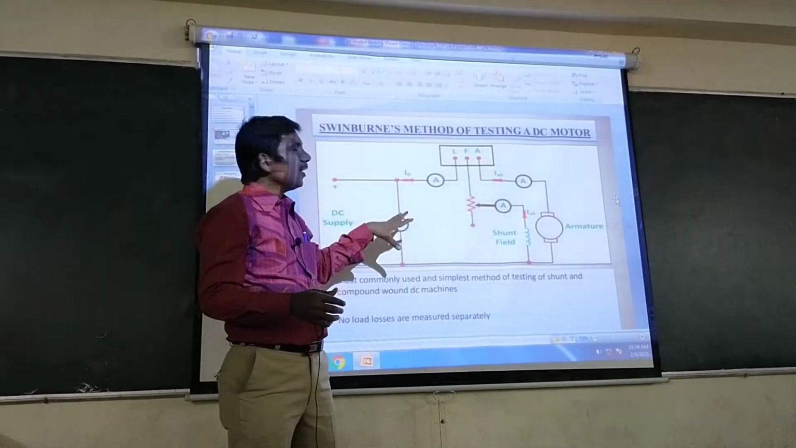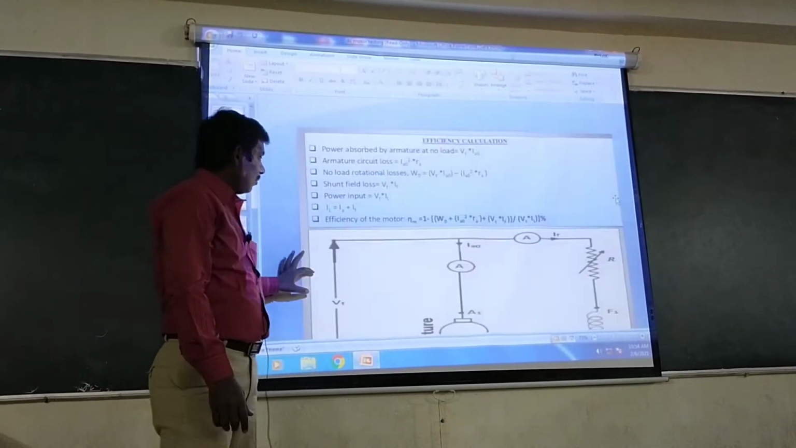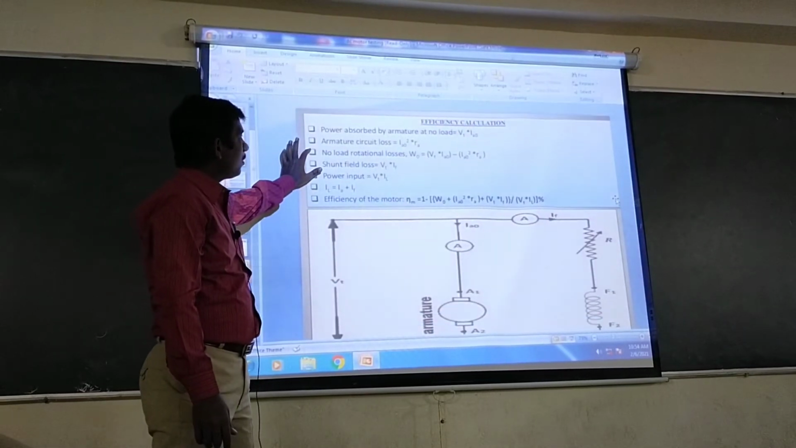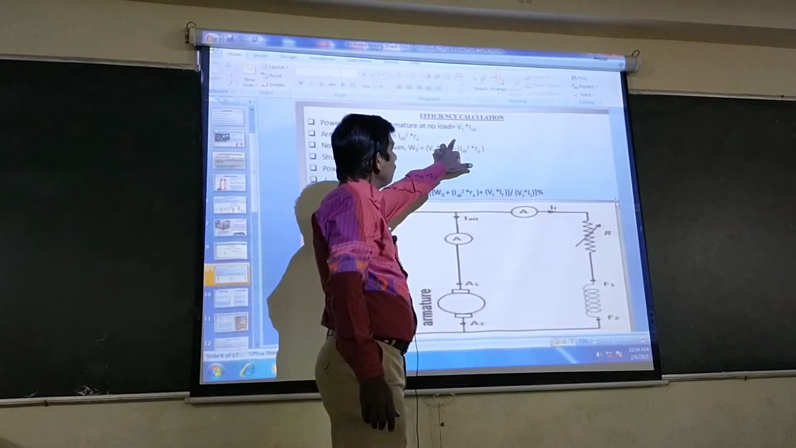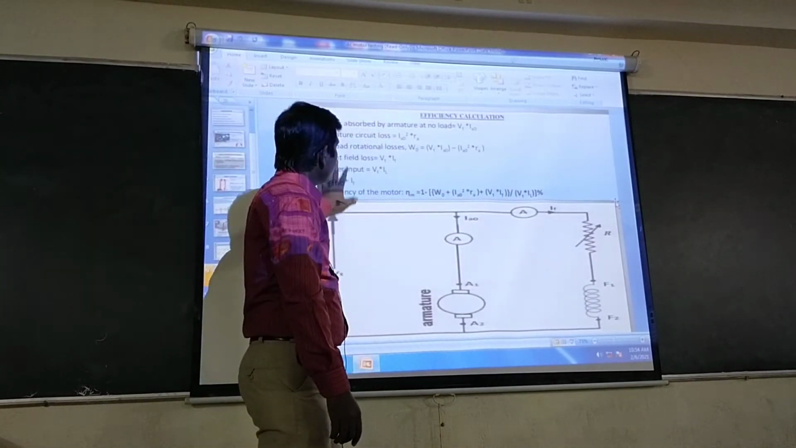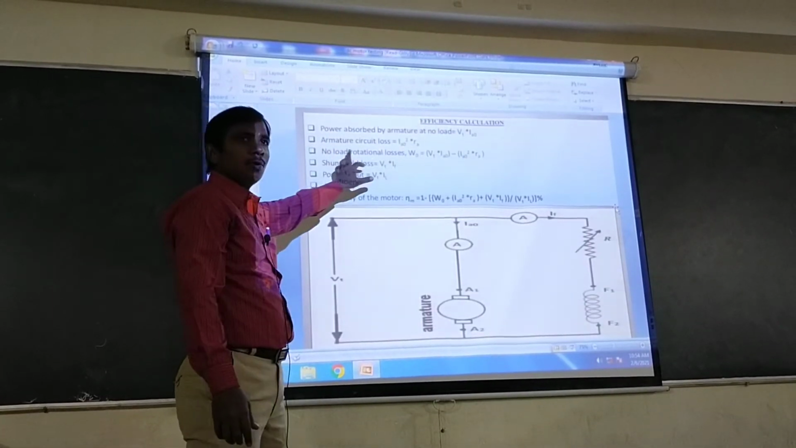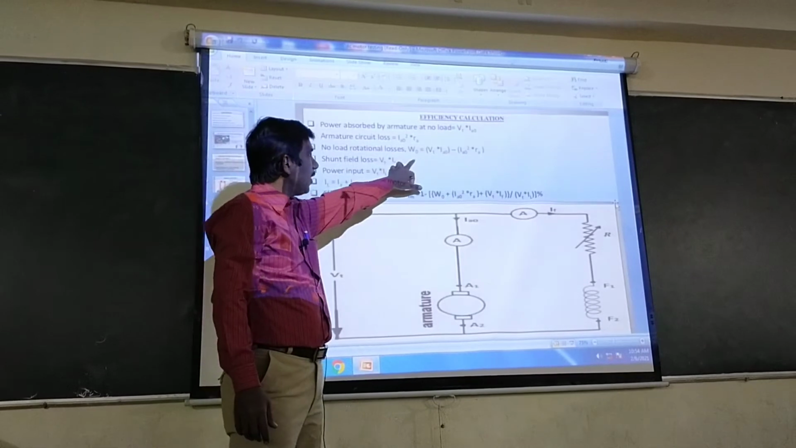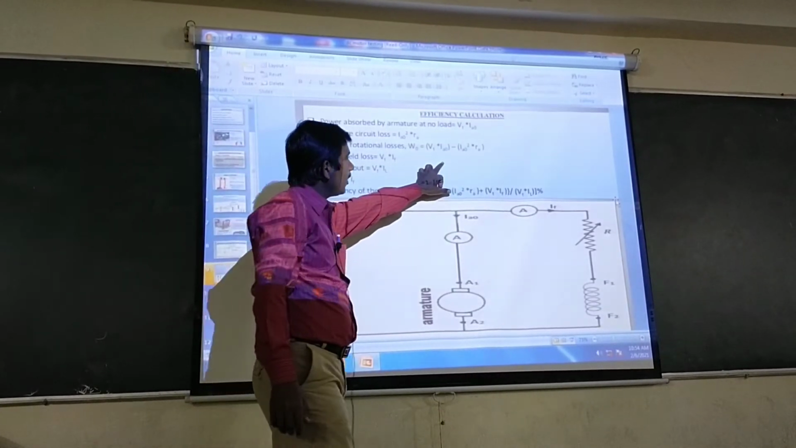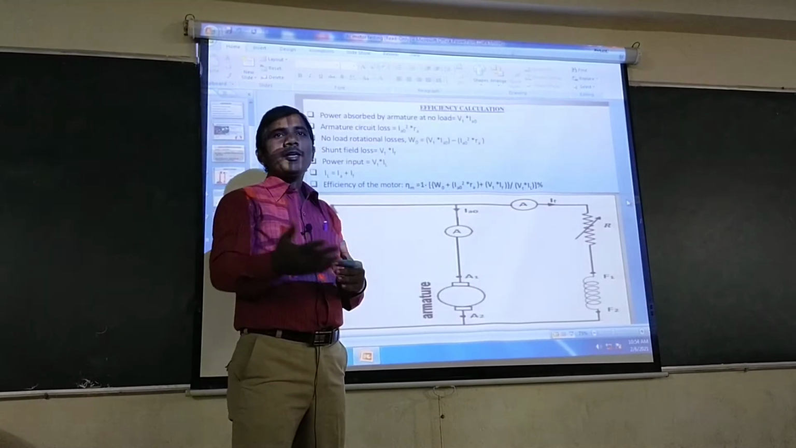From the no load readings, we obtain the efficiency. The power absorbed by the armature at no load is obtained as VL into I naught. VL into I naught gives the no load power absorbed by the motor. The armature circuit losses are the no load losses we calculate. After that, we calculate the no load rotational losses: Vt into Ia naught minus Ia naught square Ra, that is input power minus armature copper losses.